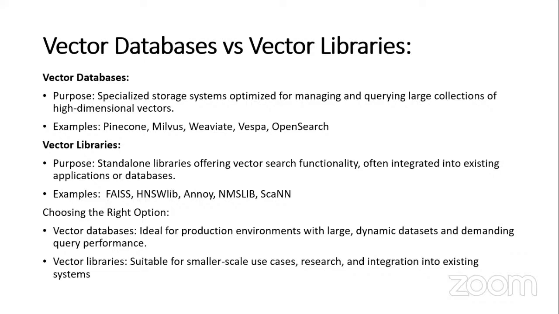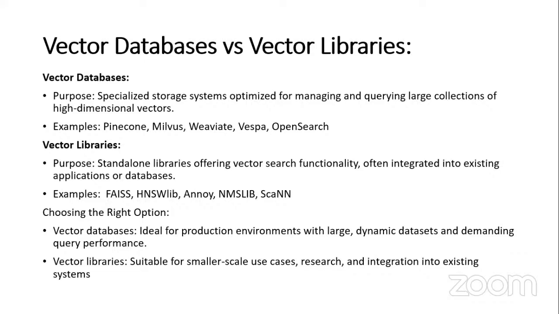Then I also have libraries. The purpose of these libraries is that they're standalone libraries which offer you functionality to search for vectors similar to each other. That becomes very easy when you're importing this particular library standalone, often integrated into existing applications or databases. Examples of these kinds of libraries would be FAISS, HNSWLIB, ANNOY, then NMSLIB and SCANN. So these are some different libraries which can help you with vectors.